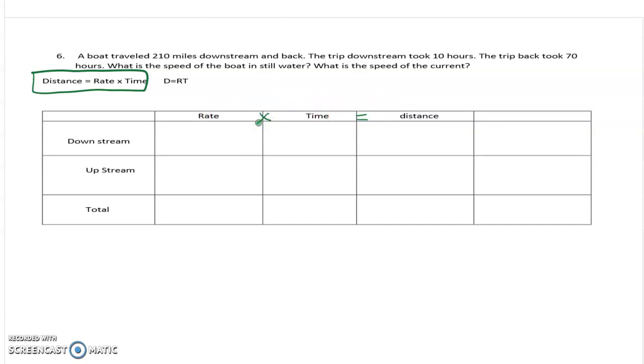Okay, so we've got a boat that's gone downstream and upstream. A boat traveled 210 miles downstream and back. So we went down 210 miles and he went up 210 miles. So the distance on both is 210. The trip downstream took 10 hours. That is our time. The trip back took 70 hours.